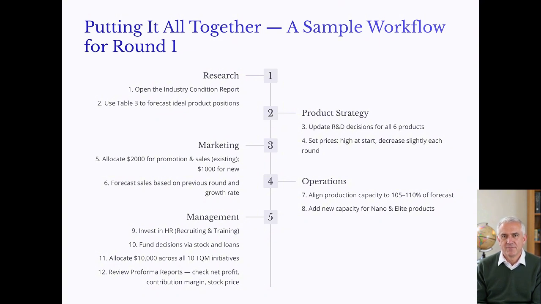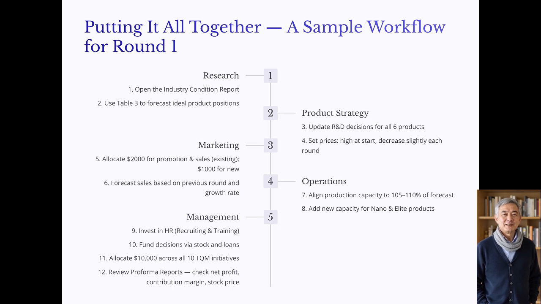7. Align production capacity to 105 to 110% of forecast. 8. Add new capacity for Nano and Elite products. 9. Invest in HR, recruiting and training. 10. Fund decisions via stock and loans. 11. Allocate $10,000 across all 10 TQM initiatives. 12. Review pro forma reports, check net profit, contribution margin, stock price.